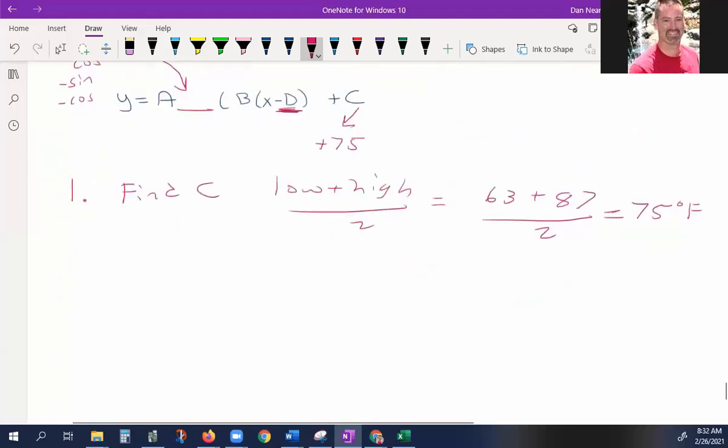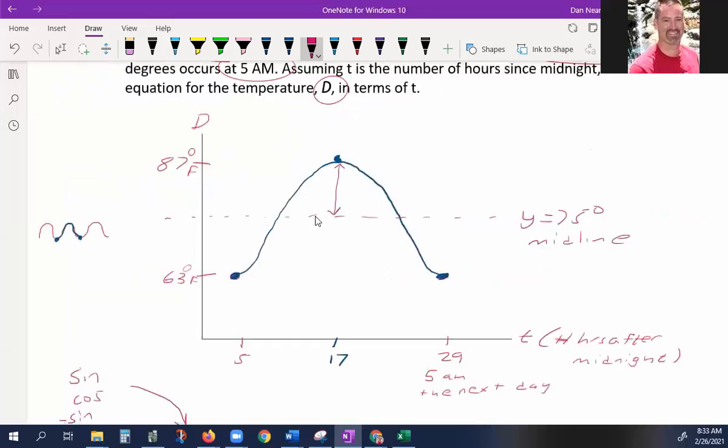So step 2 is to find A. That can be accomplished by taking the high and subtracting the midline. This isn't the only way to do it, but that's one way. The high was 87. The midline was 75. And if you subtract that, you get 12. So there's 12 units deviation above the midline. If you took 75 and added 12, you'd get 87.